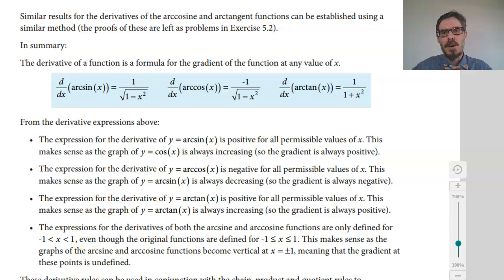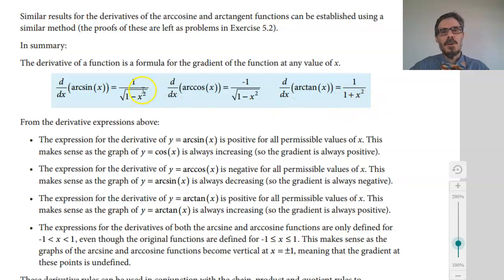Actually, maybe it's better if I draw them for you. The sine graph went like this, and the cos graph went like that. So the sine graph's gradient is positive all the way, and the cos graph's gradient is negative all the way. The derivative of arctan is 1 over 1 plus x squared.